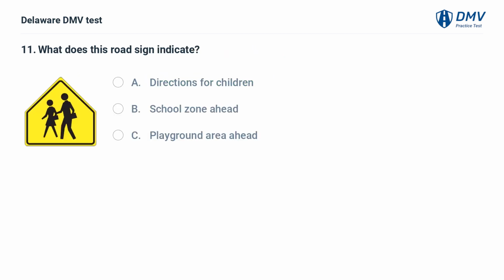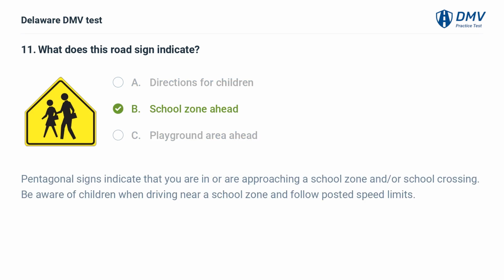What does this road sign indicate? A. Directions for children. B. School zone ahead. C. Playground area ahead. B. School zone ahead. Pentagonal signs indicate that you are in or are approaching a school zone and/or school crossing. Be aware of children when driving near a school zone and follow posted speed limits.